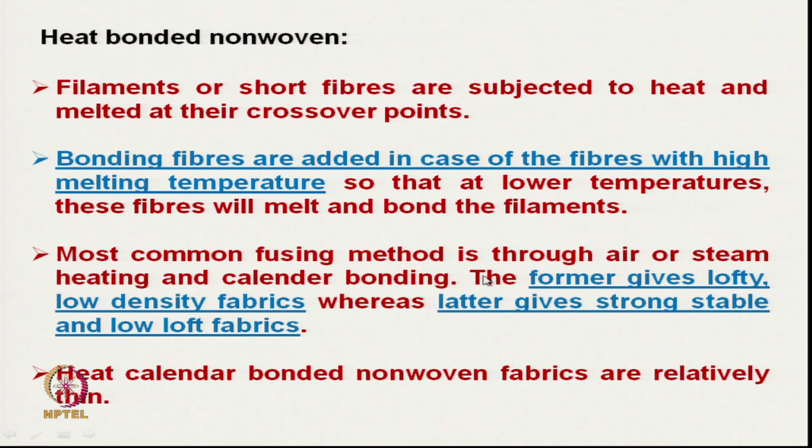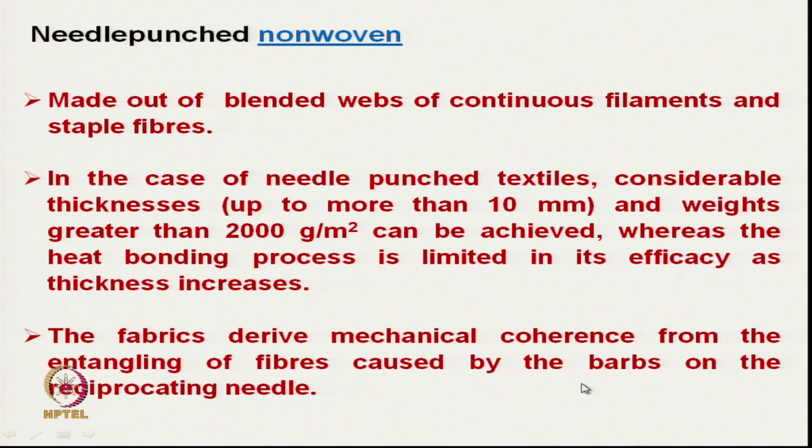The most common fusing method is through air or steam heating, or sometimes calendar bonding is used. The main problem with calendar bonding is that it will make the fabric stiff, and the porous structure will not remain. On the other hand, through air or steam bonding gives a lofty structure, low density fabric, and heat calendar bonded nonwovens are relatively thinner in dimension.